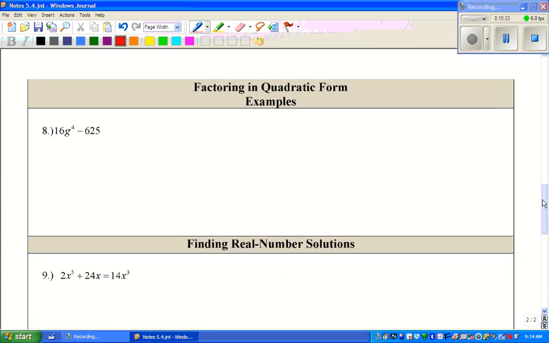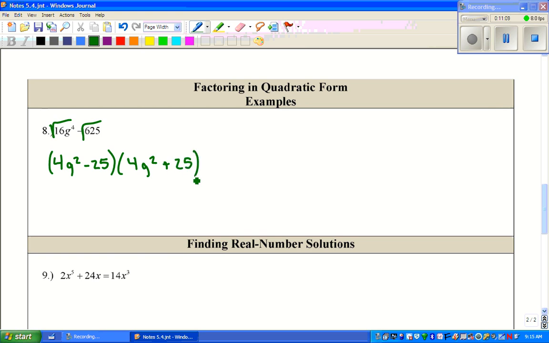Factoring in quadratic form here, what you'll notice is 16, what's the square root of 16? 4. What's the square root of g to the 4th? g squared. And then negative 625, if you took the square root of 625, it's 25. Okay? So for these ones, what you can do is take the square root of both of these. When you do that, you're left with 4g squared minus 25. And then you're also going to have 4g squared plus 25.